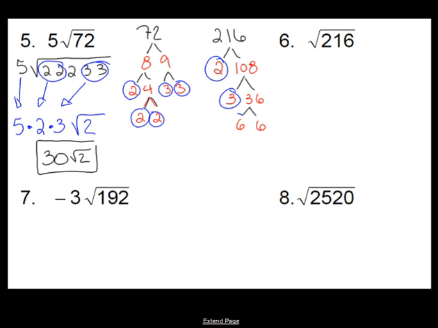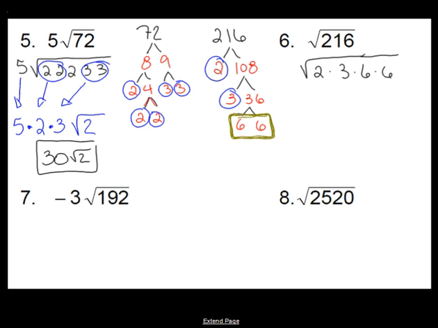But wait a minute, 6 is a set of pairs. When we're looking for these things, if we look for sets of pairs, we can use those to help us just like our prime numbers. So we can say that 216 is the same thing as saying the square root of 2 times 3 times 6 times 6.